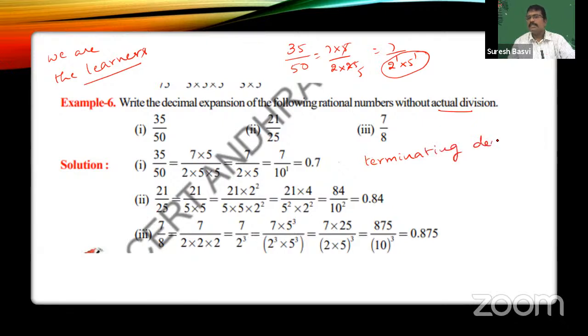Terminating decimal. Next, 21 by 25. 21 by 25 is 5 into 5. So it can be written as 2 power 0 into 5 square. Why? Because 2 power 0 is 1, 1 into 5 square is 5 square. That's it. So that's why it is going to terminate.